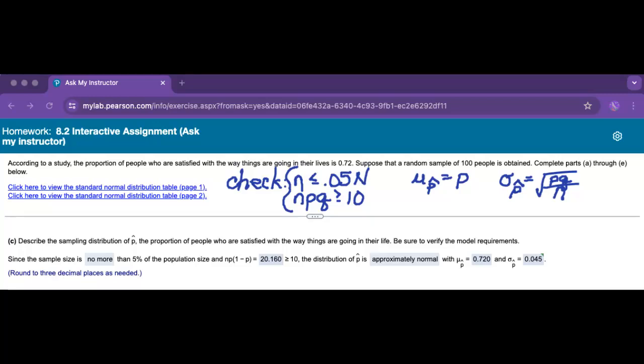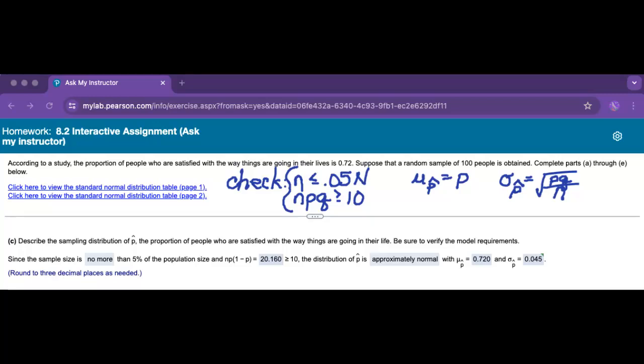In this particular part, we're looking at a study in which the proportion of people who were satisfied with the way things are going in their lives is 72%, 0.72. And we're told that we have 100 people in a random sample, and we're asked to complete some information about this. And the question was on part C.